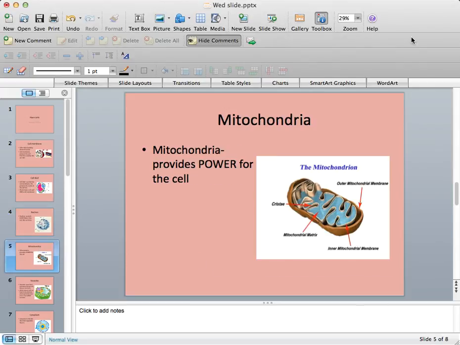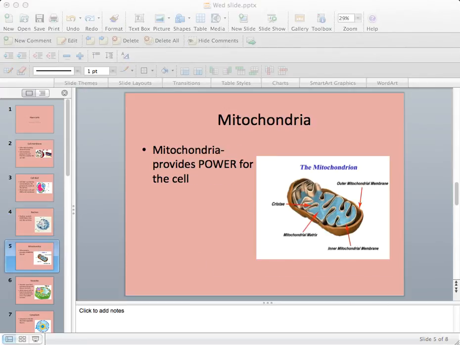The mitochondria are also in animal cells. These are in both plant and animal cells. They still provide power for the cell. Any energy or any power that the cell creates or harnesses is done in the mitochondria.